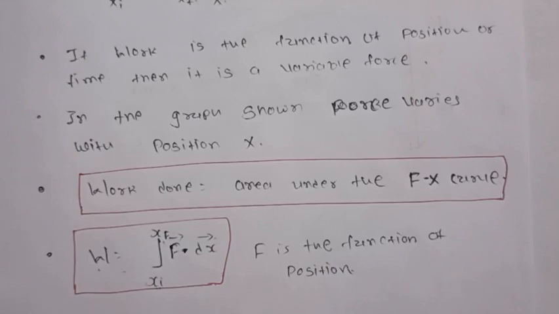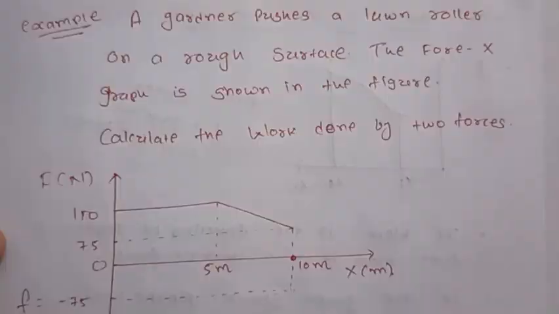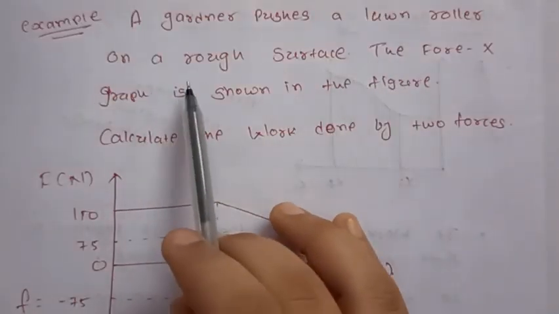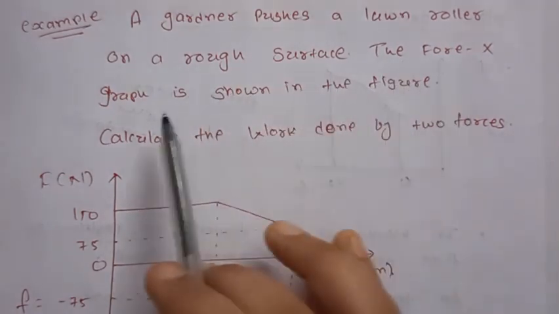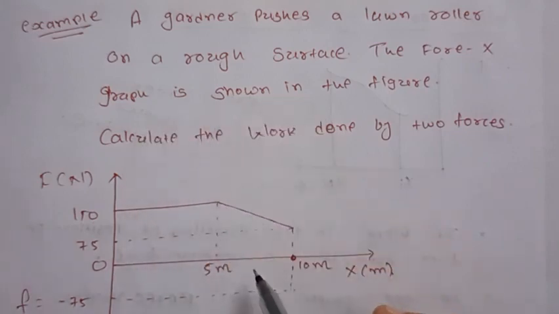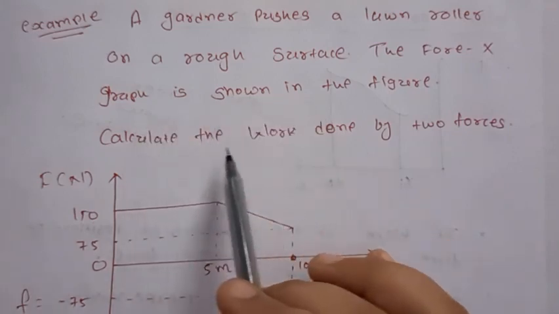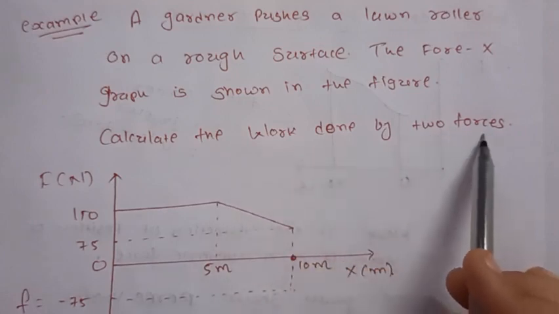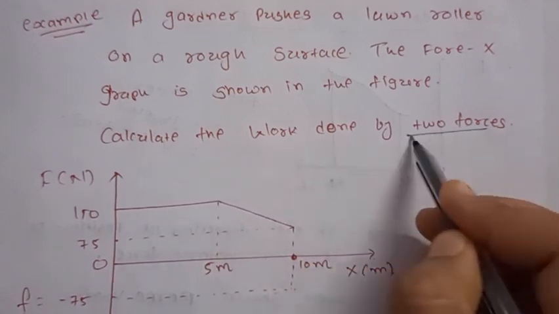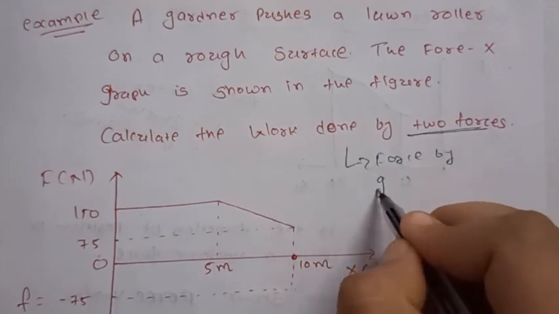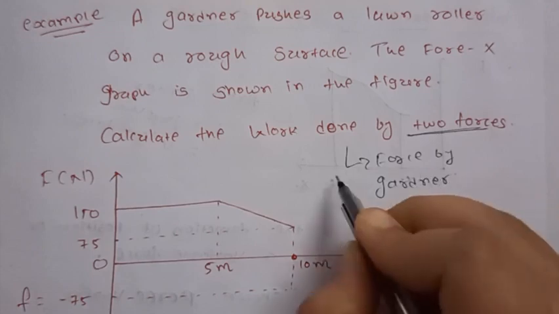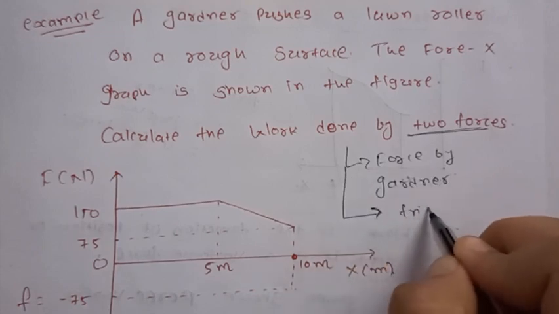Now let us solve one example on the basis of variable force. The question is, a gardener pushes a lawn roller on a rough surface. The force displacement graph is shown in the figure. We want to find the work done by two forces. Which two forces? Force by gardener and the frictional force.